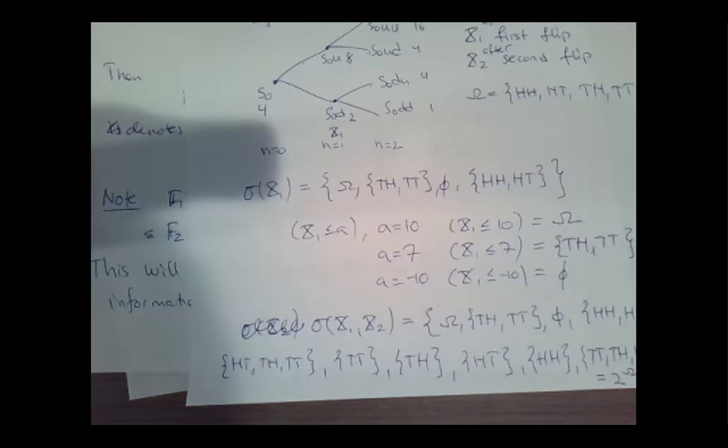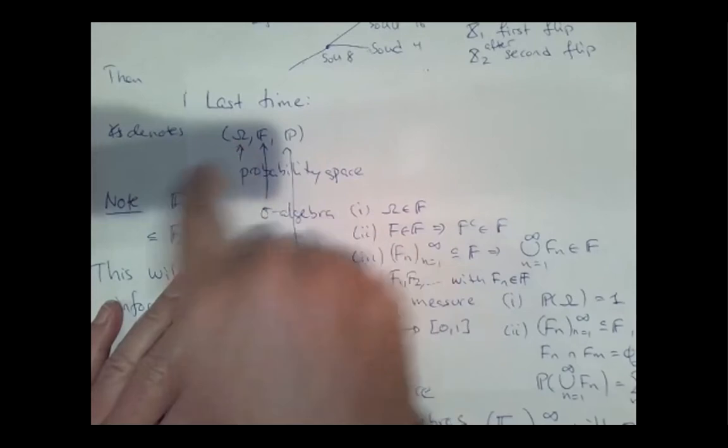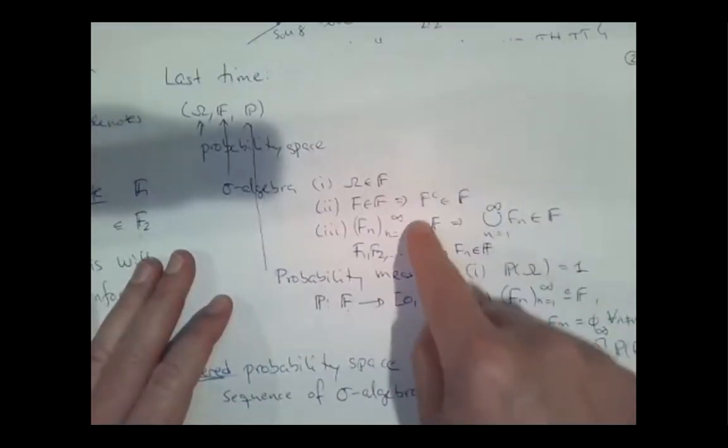And the sigma algebra is a collection of subsets of the probability space? Yes. Right, this is what we have here: omega, F, P. F is a collection of subsets of omega that satisfy properties 1, 2, and 3.